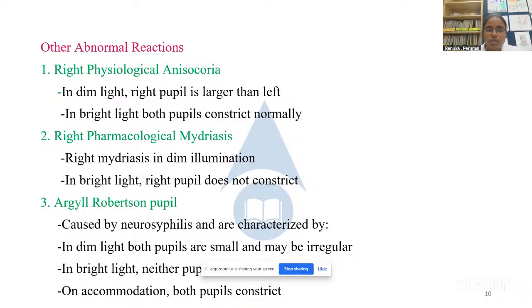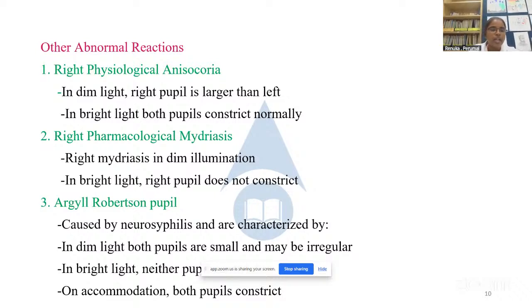Anisocoria is when the two pupils are unequal in size. In dim light, the right pupil will be larger than the left. In bright light, both pupils will constrict normally. Next is right pharmacological mydriasis. In right mydriasis, in dim illumination the right pupil is dilated, and in bright light the right pupil will not constrict.